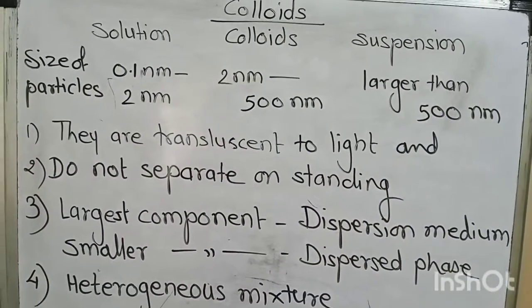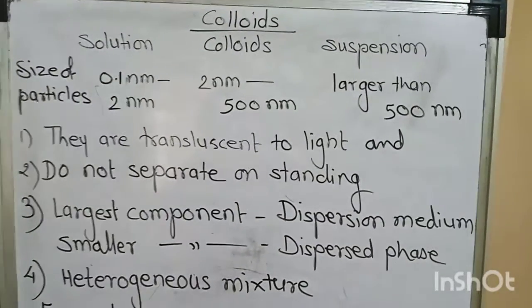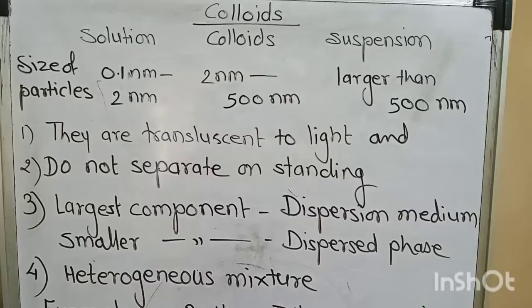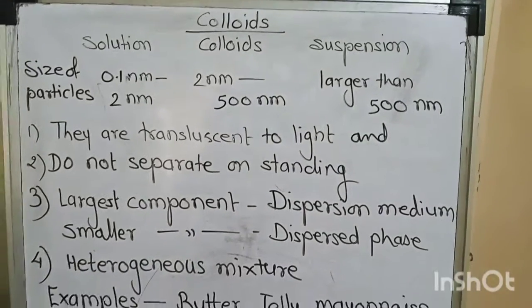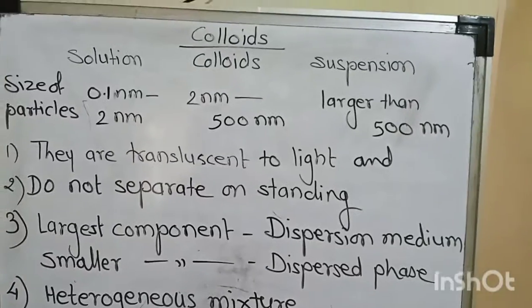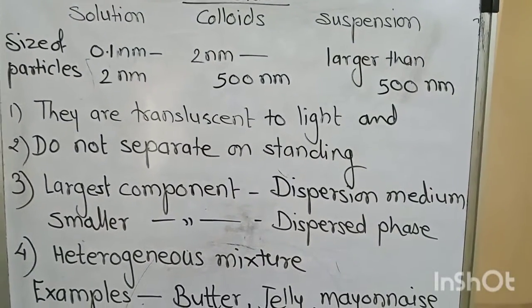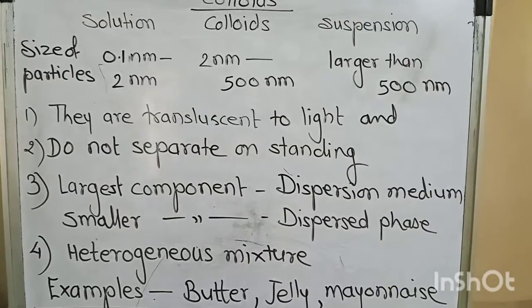But in a colloid, particles can be seen, actually not particles but the light scattered by them can be seen when they are viewed under a powerful ultra microscope. So this is the state between solution and suspension. They are translucent to light and do not separate on standing.